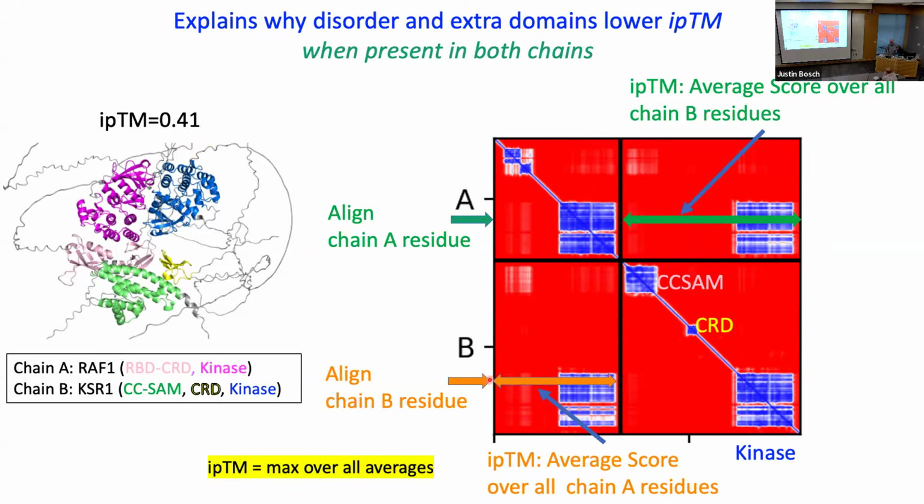It's probably aligning on this residue here, scoring half disorder, getting a lot of 0.1s, scoring completely ordered, getting a lot of 0.8s, 300 of those, 300 of those, and you get 0.41.